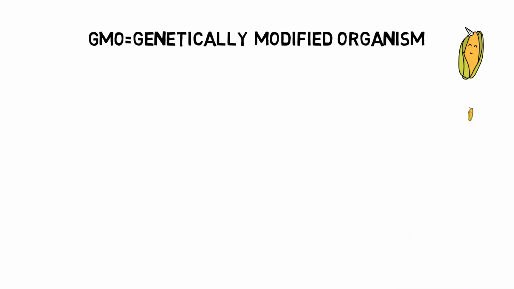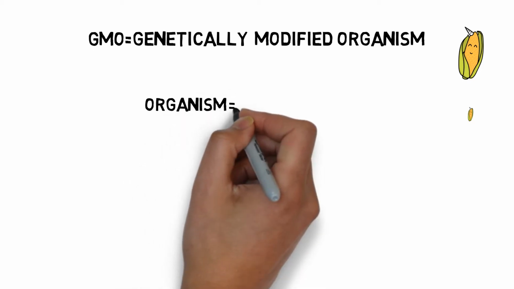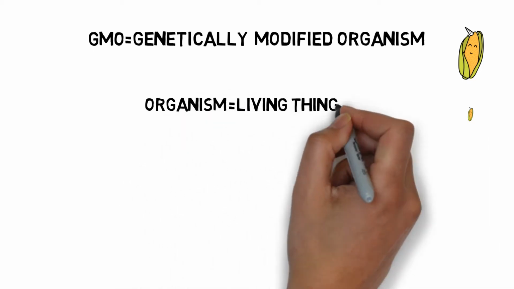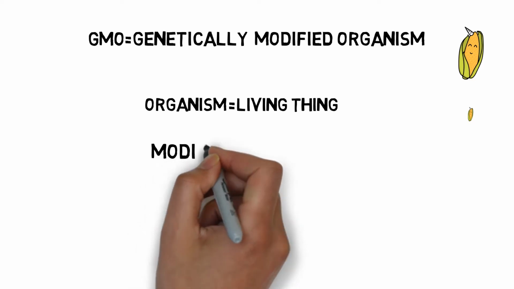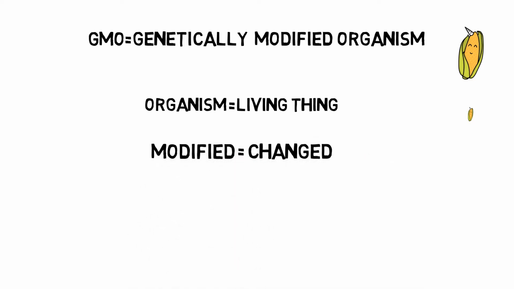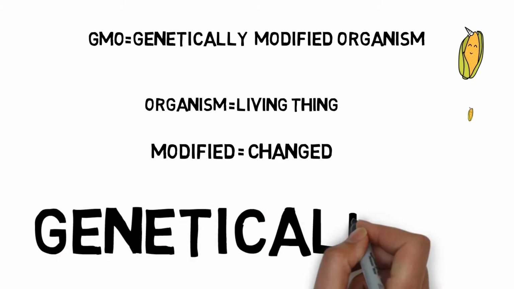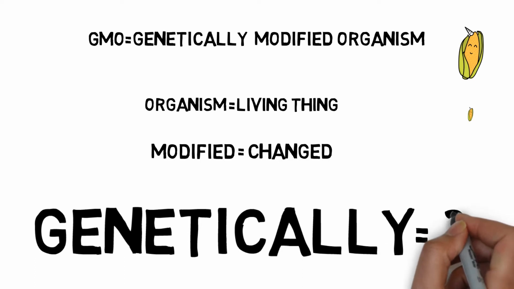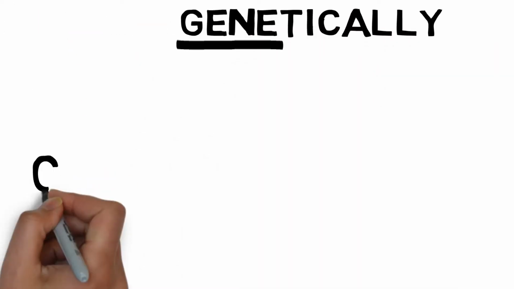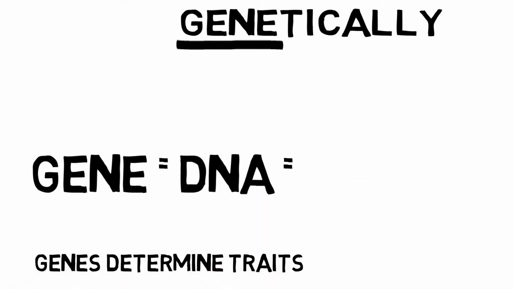As you may already know, an organism is a living thing. This means that a GMO is a genetically modified living thing. You may also know that modified means changed. Now, this means that a GMO is a genetically changed living thing. Here's the big question. What does the genetically part mean? Well, the root in genetically is gene, and genes are pieces of DNA that determine the traits of an organism.